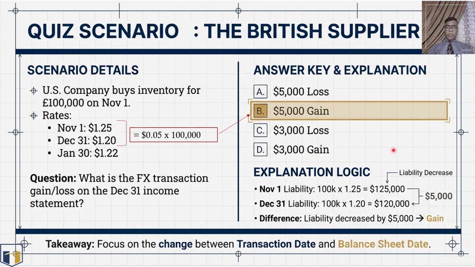The other way you can think is that on November 1 your total liability will be 100k times 1.25, equal to $125,000. On December 31st the liability is 100k times 1.20, equal to $120,000. So your liability was 125, now it is 120. So a 5,000 liability decrease means a gain. Always focus on the change in exchange rate between the transaction date and the balance sheet date. If you understand this concept clearly, you will solve many CPA questions much faster.